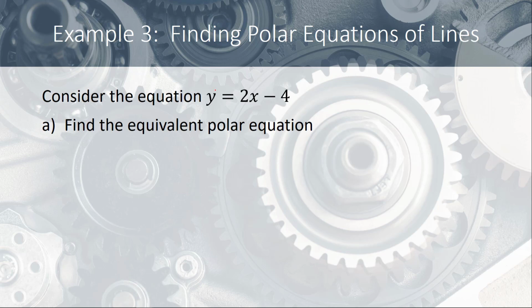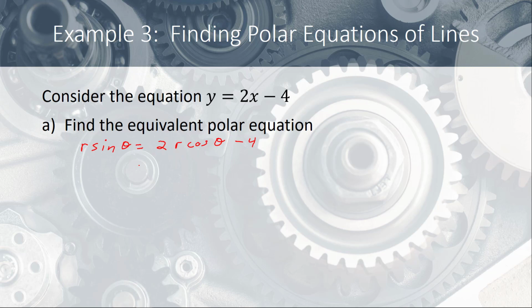Okay, so now we want to find a polar equation for a line. And here we're going to use the linear equation, slope-intercept form of y is equal to 2x minus 4. And we want to find the equivalent polar equation. So once again, wherever we see a y, we're going to replace it with r sine of theta. Wherever we see an x, we're going to replace it with r cosine of theta. And then everything else we'll leave the same. And we're going to go ahead and solve for r.